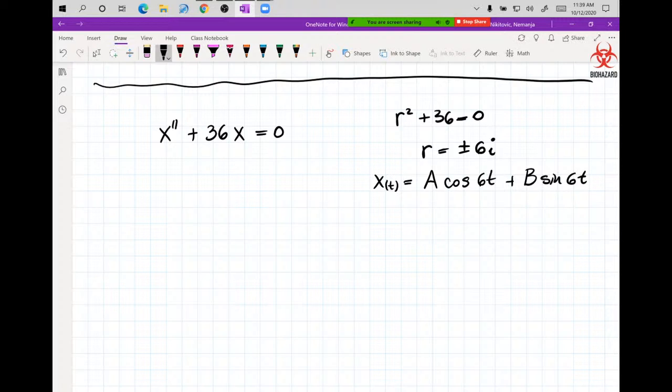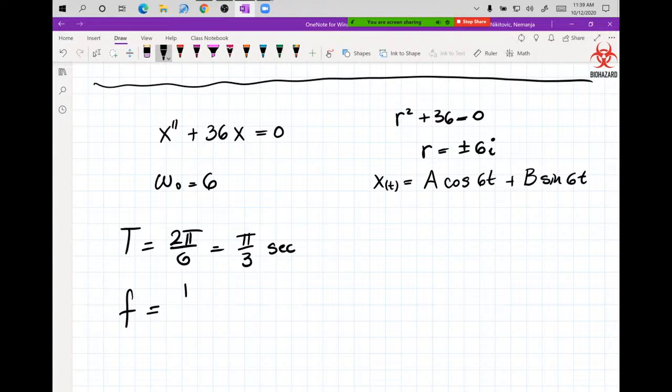So now we know that our omega 0 is 6. If I know that, I can instantly calculate the period, which is 2 pi over 6, which is pi over 3, and I can instantly calculate the frequency. Now let's say this is in seconds. And then I can calculate the frequency, which is always 1 over T, which in this case is 3 over pi, and that would be hertz.